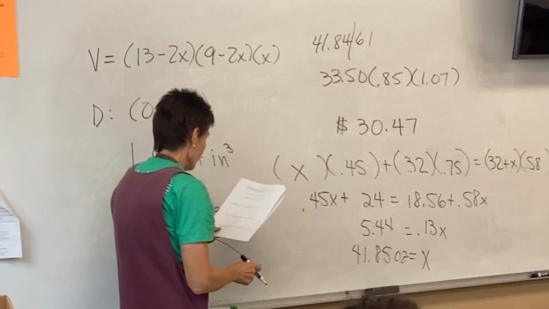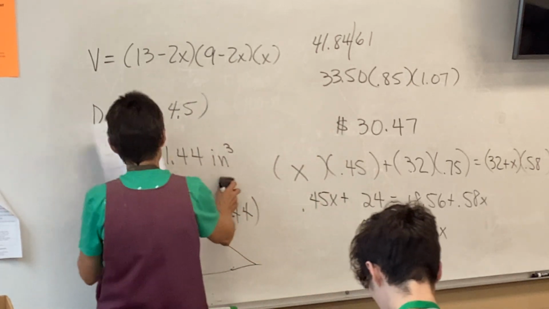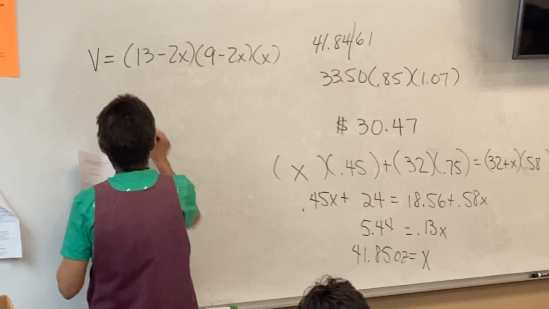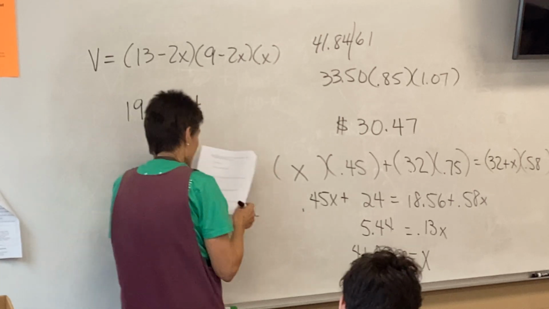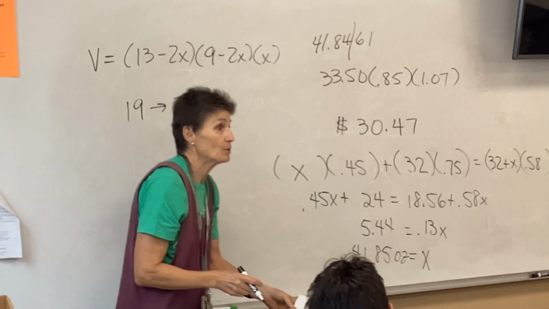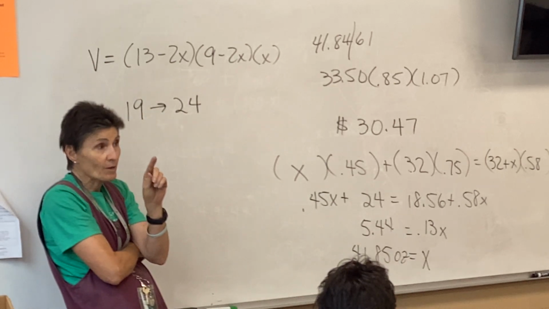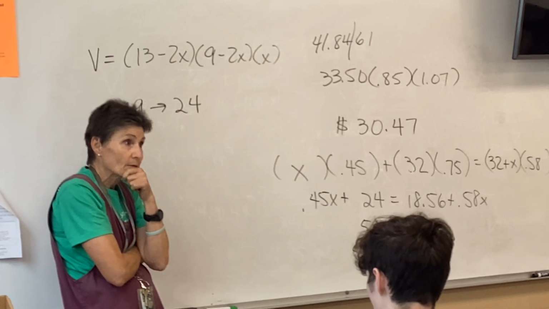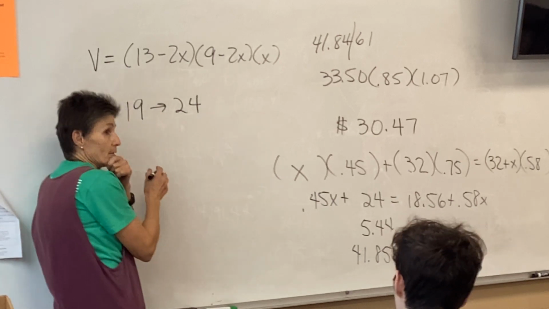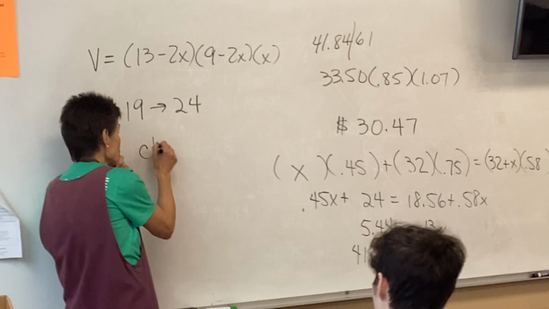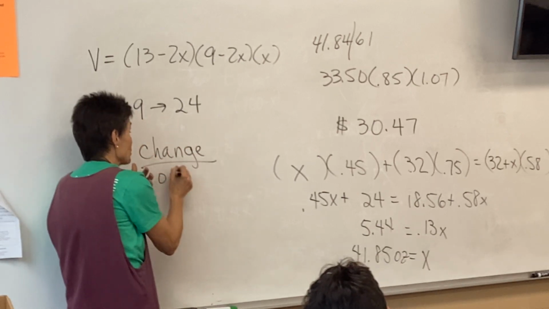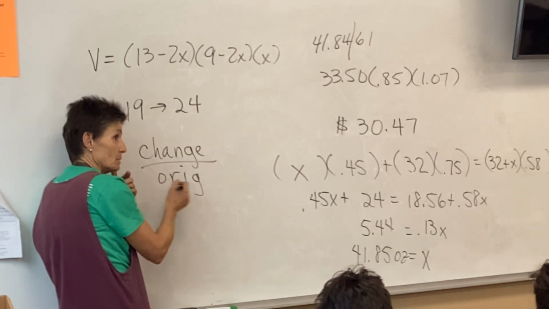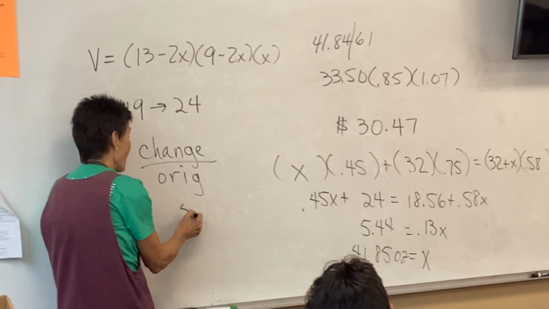Okay, number 5. Last year, the team won 19 games. This year they won 24 games, so they went from 19 to 24. What is the percent of increase? We talked about this yesterday. Percent change. How do we calculate percent change? Change over original. It's how much they're different divided by the original. So for this one, it's going to be 5 over 19.